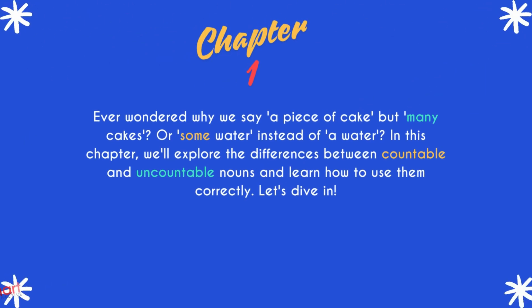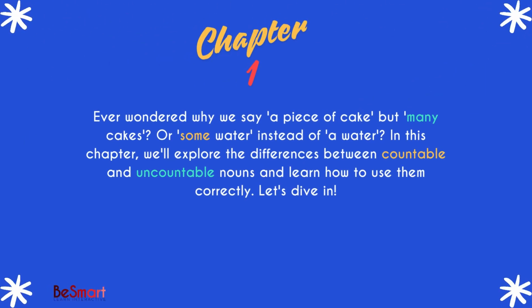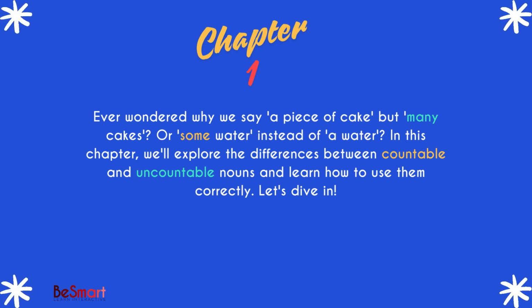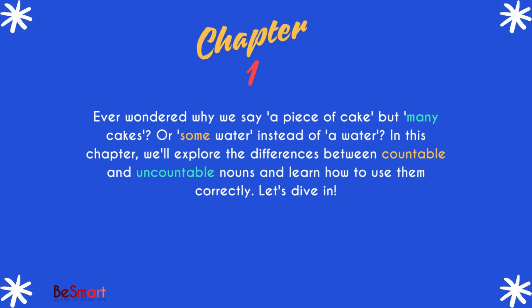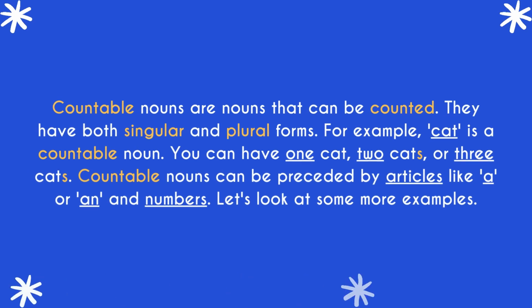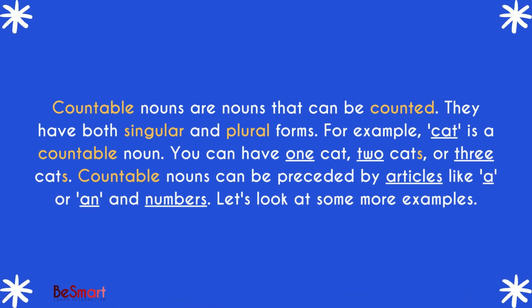Ever wondered why we say a piece of cake but many cakes, or some water instead of a water? In this chapter, we'll explore the differences between countable and uncountable nouns and learn how to use them correctly. Let's dive in. Countable nouns are nouns that can be counted. They have both singular and plural forms. For example, cat is a countable noun. You can have one cat, two cats, or three cats. Countable nouns can be preceded by articles like a or an and numbers.